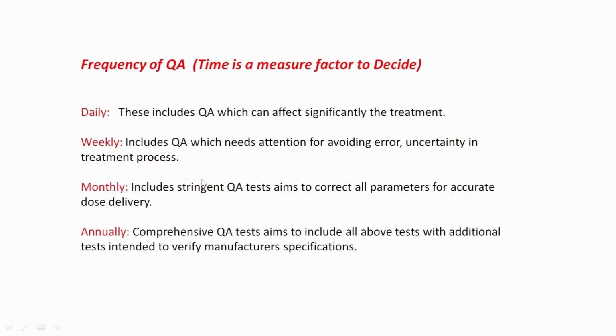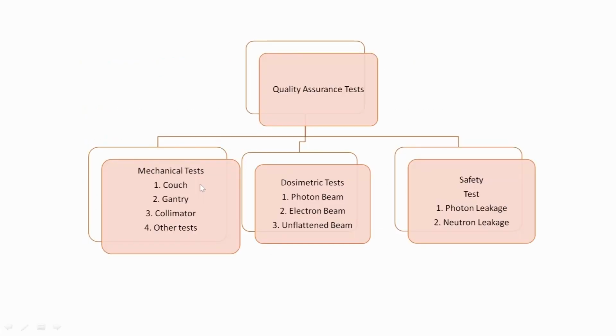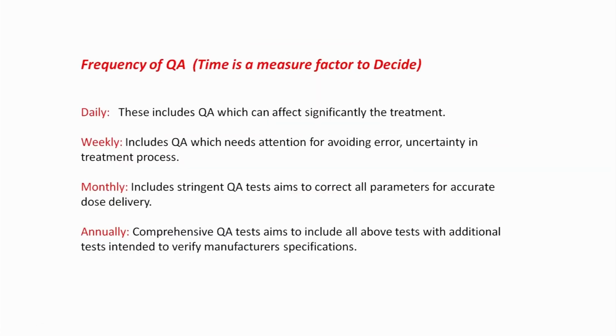Before we continue, we must understand that the quality assurance tests have been categorized in three forms: the mechanical test, which includes the couch, gantry, collimator and some other tests; then dosimetry tests, photon beam, electron beam and unflattened beam; and radiation safety tests, photon leakage and neutron leakage.